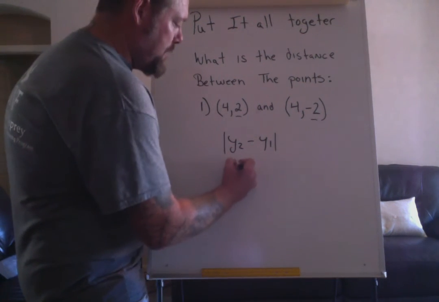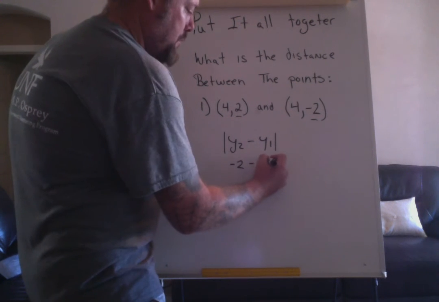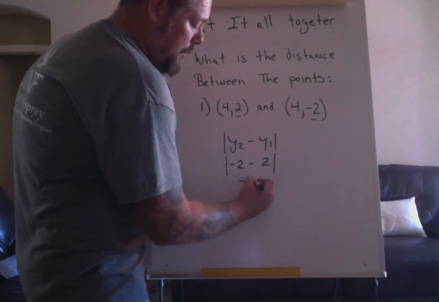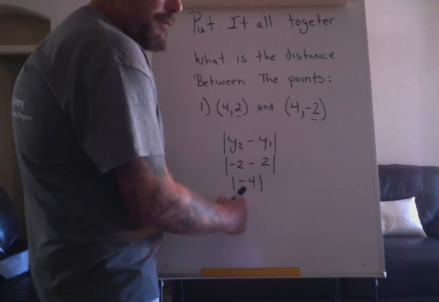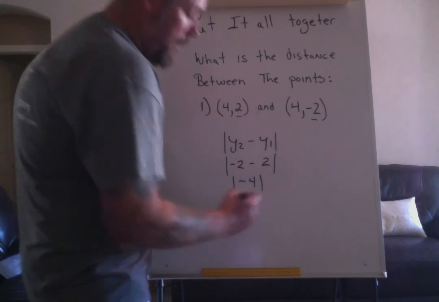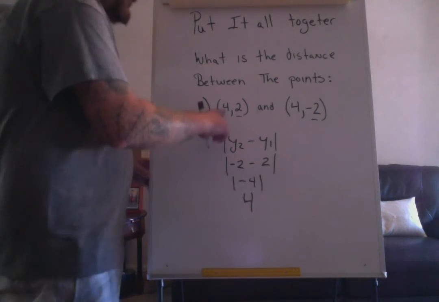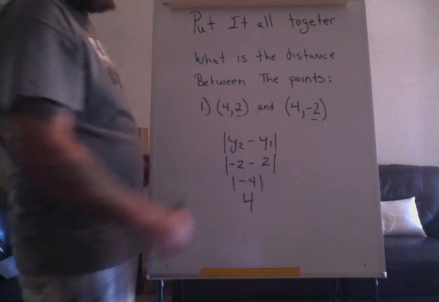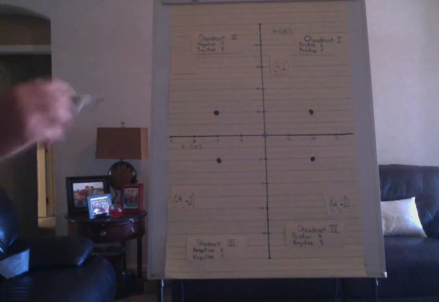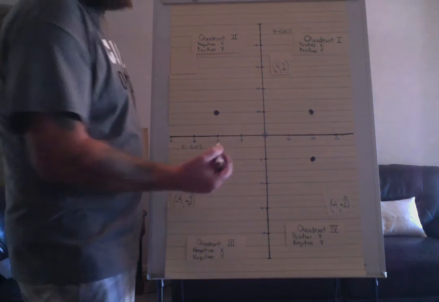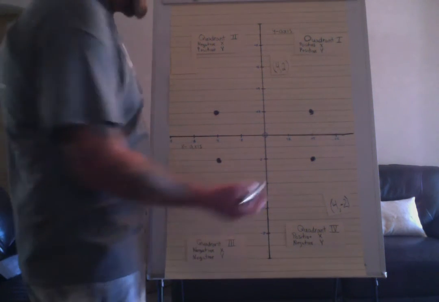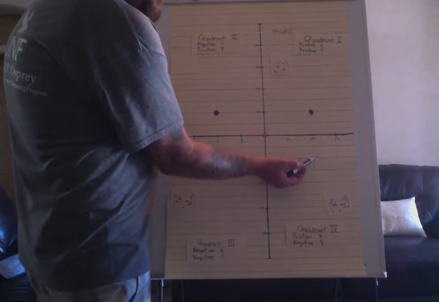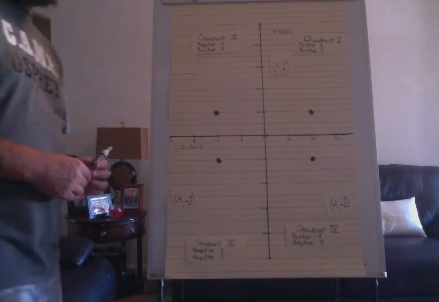So y2 is -2 minus 2, that would be -4, and the absolute value of -4 is 4. So the distance between the points 4, 2 and the points 4, -2 is 4. We also learned that you can count the number of blocks between the points. This is at 1, 2, 3, 4, which was the same answer we got the other way.